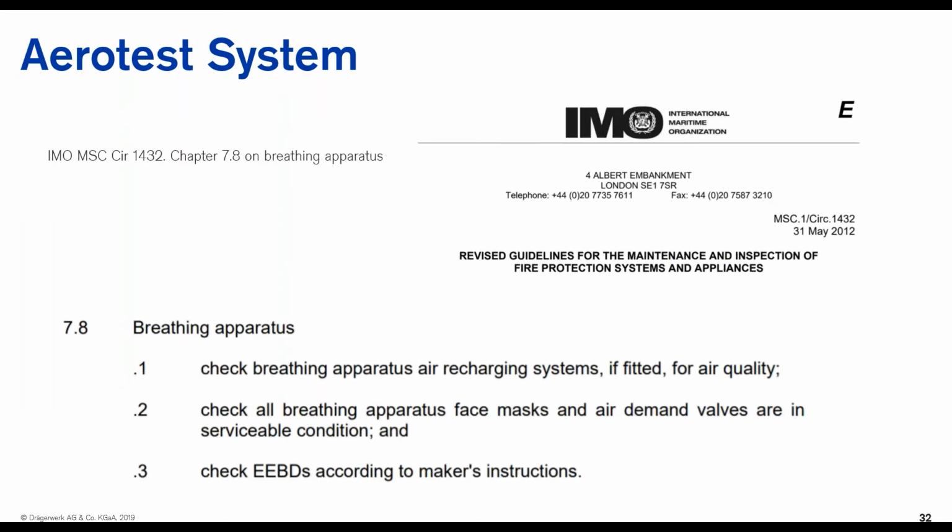So under the IMO itself, if you look into IMO circular 1432, the revised guidelines for maintenance and inspection of fire protection systems and appliances, under chapter 7.8, if you look into the breathing apparatus, over here they did mention that you need to check the breathing apparatus air recharging systems. If fitted, you need to check for air quality. So over here, there are several standards in terms of air quality.